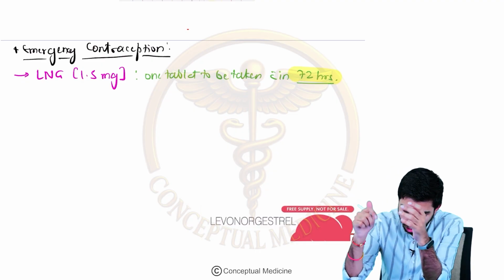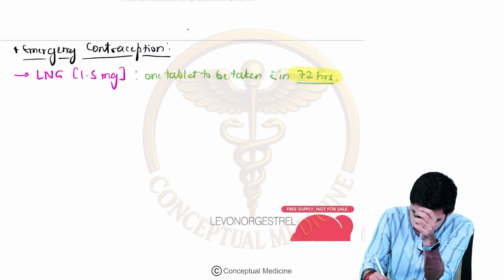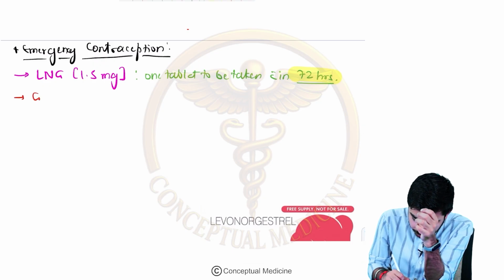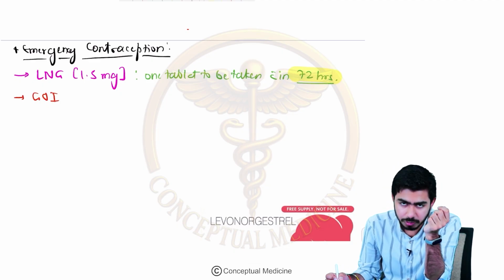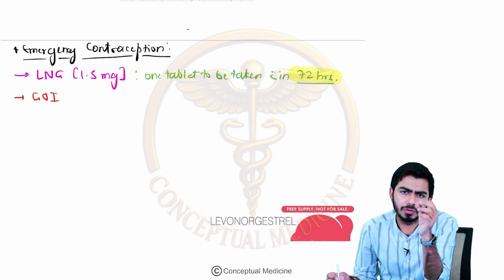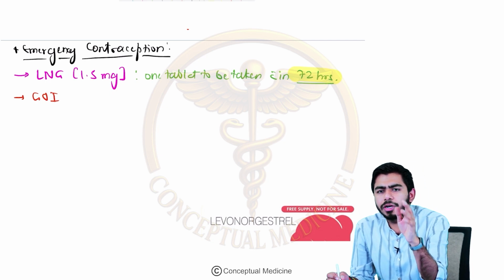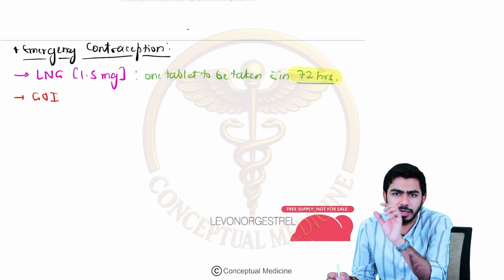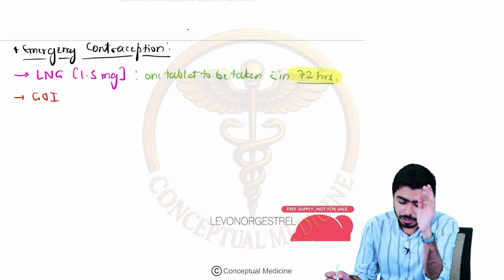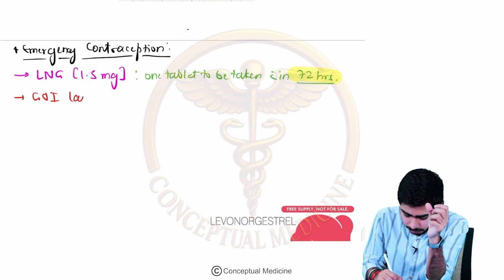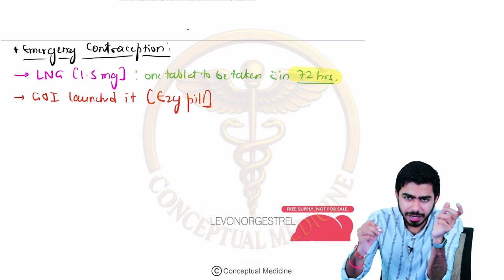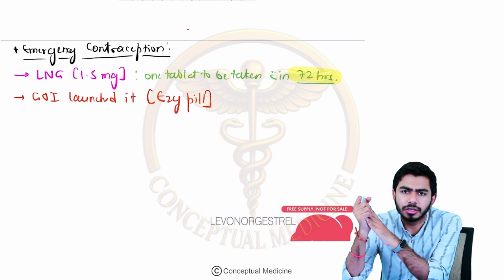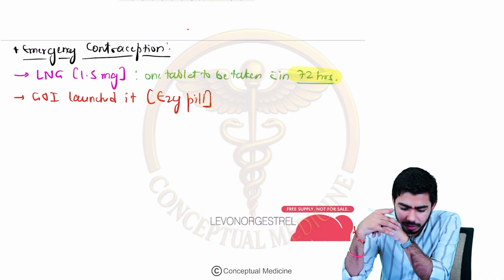Probably. So over here, the Government of India also came forward, and they started this emergency contraception. They also started to give levonorgestrel, and they are providing it under one name. What was that name? That is the Easy Pill. So the Government of India launched it with the name Easy Pill, and the private firms have launched it as I-pill, right? So that is the thing over here.